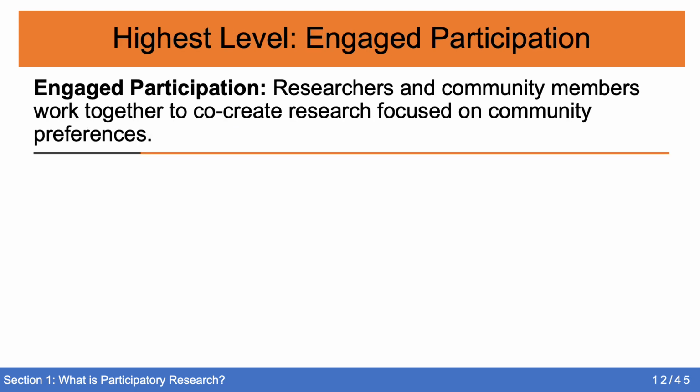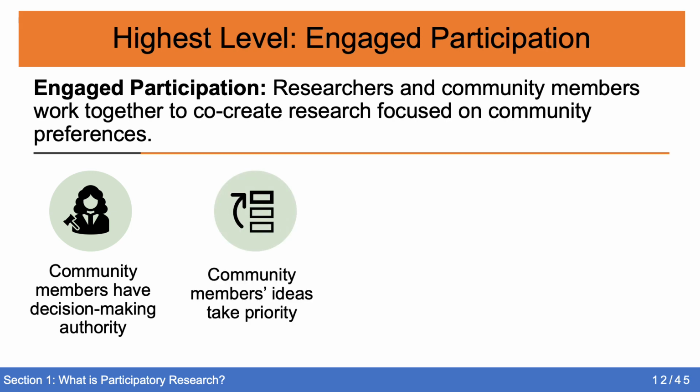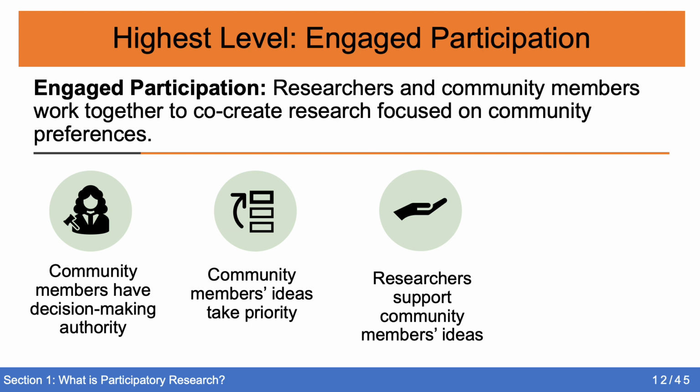Finally, there is engaged participation. At this level, researchers and community members work together to create research focusing on community preferences. In this approach, community members have decision-making authority and their ideas take priority. Researchers support community members' ideas and teach them about how to conduct research. Researchers should always aim for this level of participation when possible.